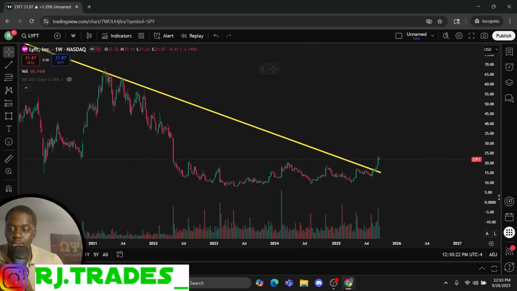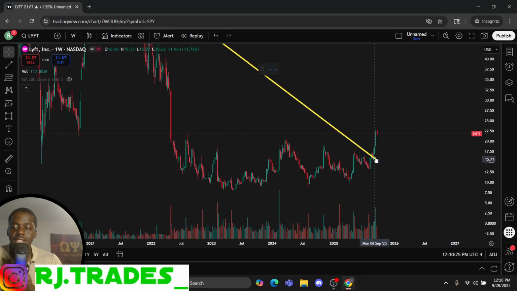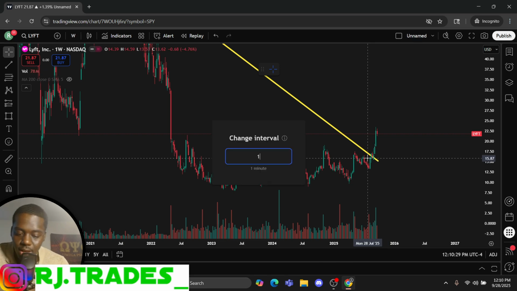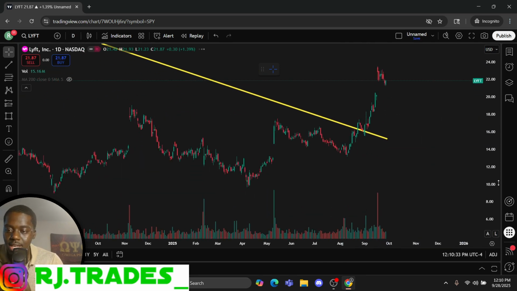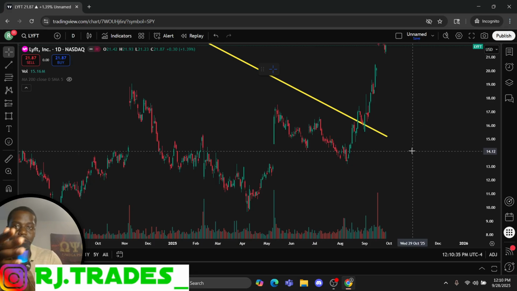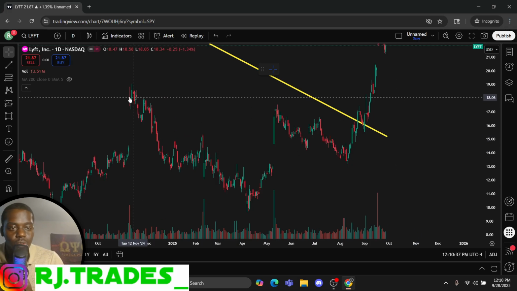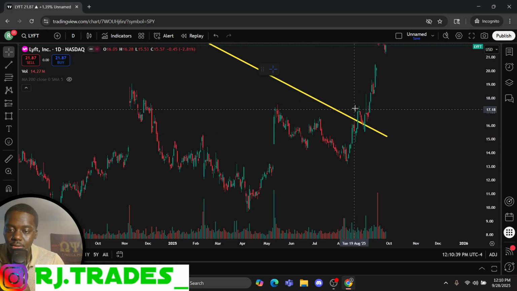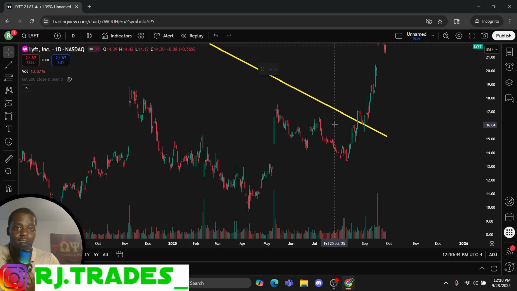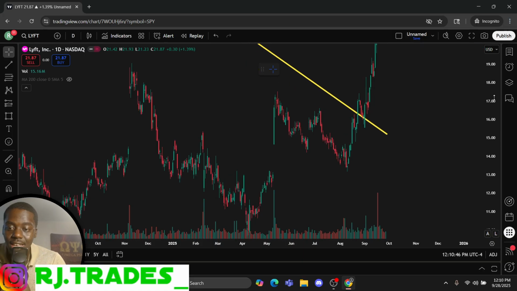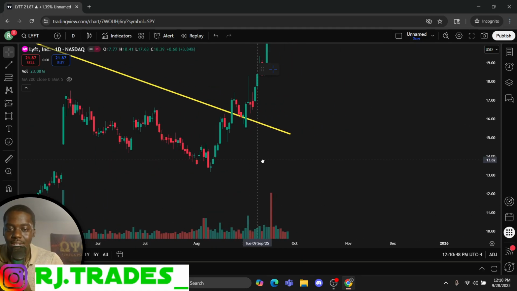Okay. Now look what happened. Look at the kind of reaction that we got when we were finally able to break out. Now, if we zoom in just a little bit, all I did was change my time frame down to the 1 day chart. We broke out, came back down to that same spot that was a resistance. And what is the candle? Look at that. We tied it in together.